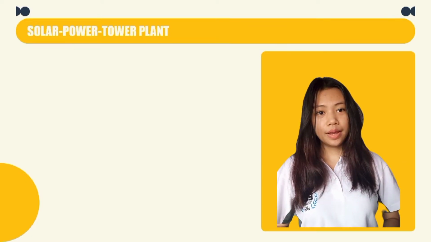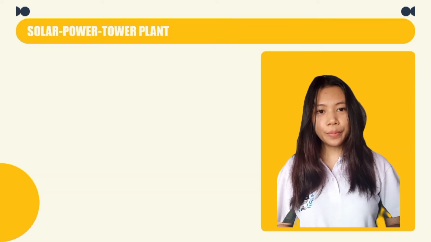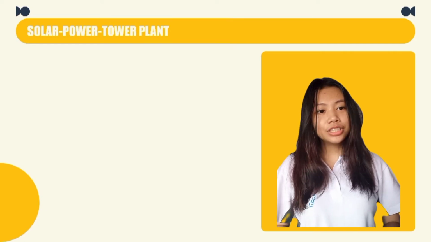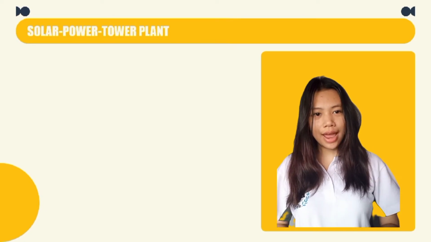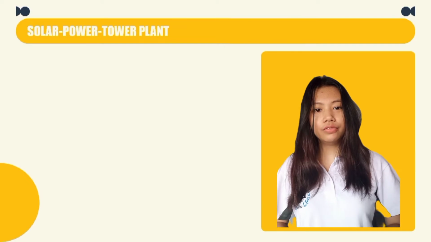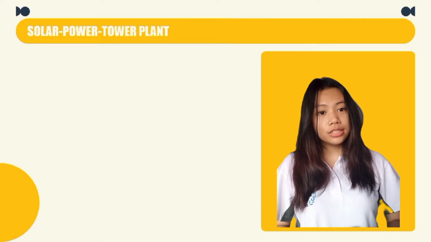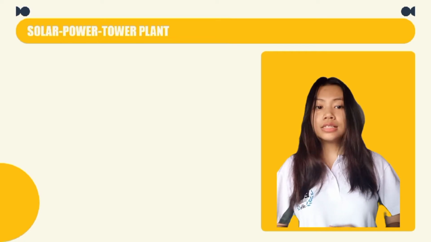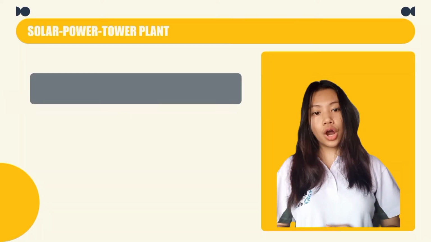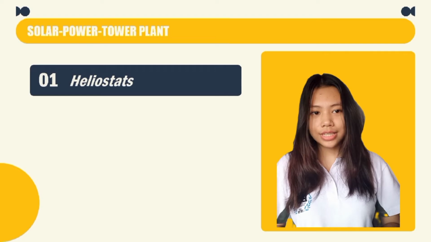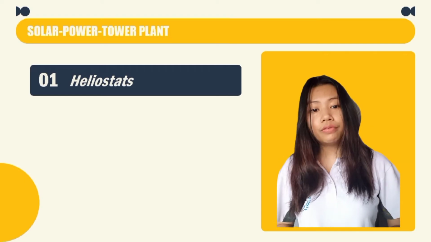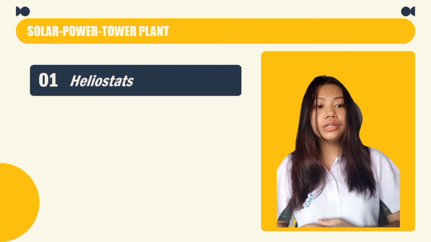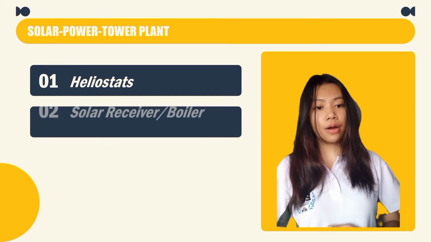On our next topic, we're going to talk about solar power tower plants. Electricity can be produced from solar energy by solar cells, by direct conversion of solar radiation into electricity, or by using parabolic trough collectors. A solar power tower plant uses a large array of mirrors called heliostats that track the sun and reflect solar radiation into a receiver mounted on top of a tower.